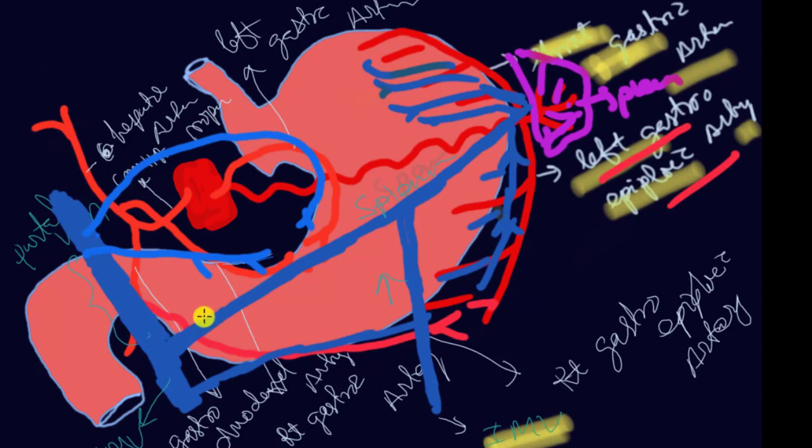When the splenic vein and your superior mesenteric vein unite together, they form the portal vein. This portal vein receives blood from the right gastric vein and the left gastric vein. And this portal vein will go towards the liver. So this is all about your venous drainage.